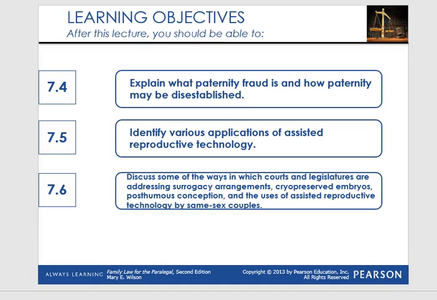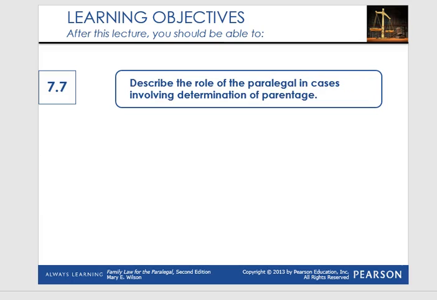identify various applications of assisted reproductive technology, discuss some of the ways in which courts and legislatures are addressing surrogacy arrangements, cryopreserved embryos, posthumous conception, and the uses of assisted reproductive technology by same-sex couples, and describe the role of the paralegal in cases involving determination of parentage.